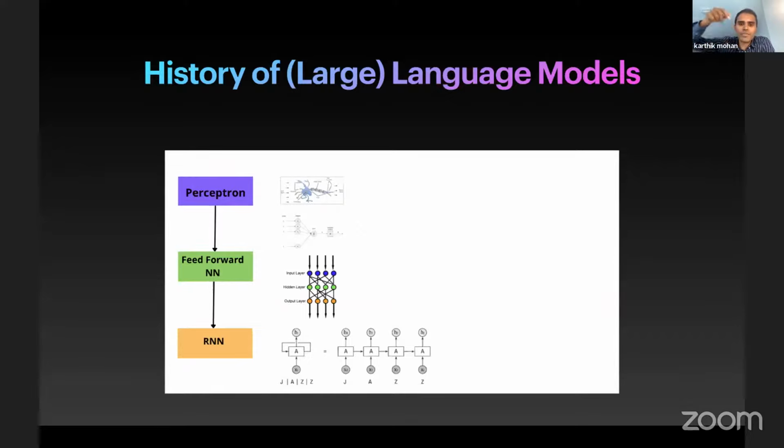And then you take in the first character and generate the next character. For example, here, after J, you want to generate A. After A, you want to generate Z. After Z, you want to generate Z. So jazz is what you get. So this is character-level generation. So recurrent neural networks were a way to extend that.